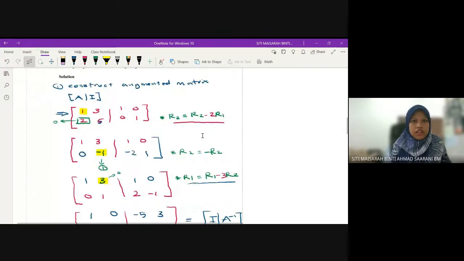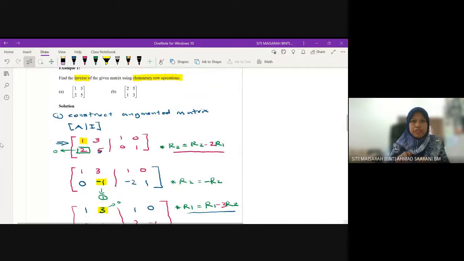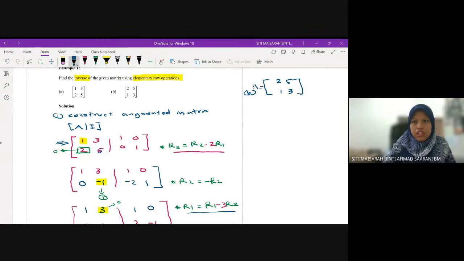So let's try question B. For question B, we have a matrix 2, 5, 1, 3. Let's say this is A. So our augmented matrix is supposed to be A I, so we put 2, 5, 1, 3, 1, 0, 0, 1.